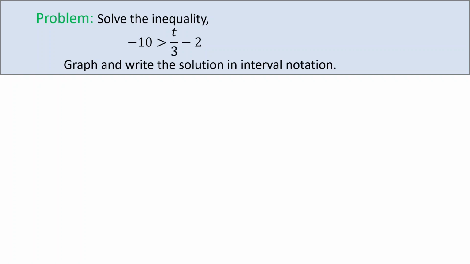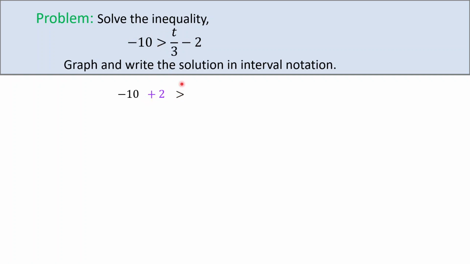Next, we are going to do this problem. You need to solve this inequality. In this inequality, this term has the variable. This is on the right hand side. First, you need to isolate this term. To isolate this, you need to move this to the left hand side. So you have negative 10. Move this to the left hand side. You need to change the sign. Negative 2 becomes positive 2.